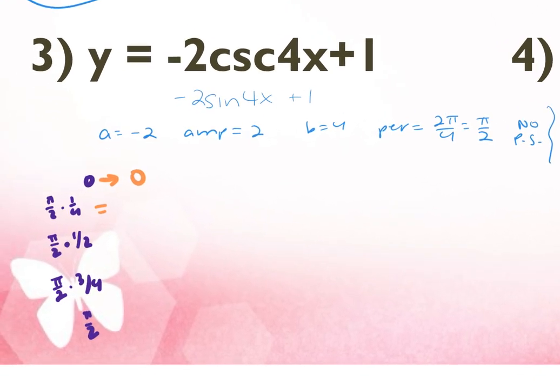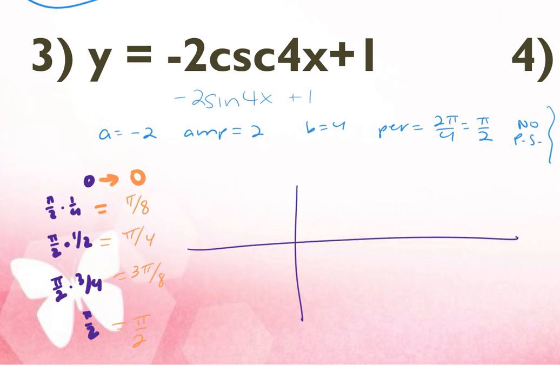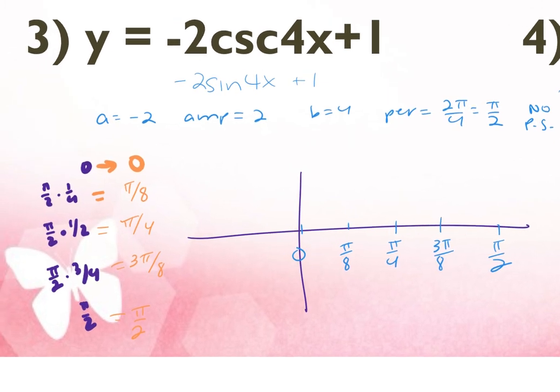So then I'm going to find the key points. I do 0, and then I do pi over 2 times a fourth, so pi over 8, pi over 4, 3 pi over 8, and then pi over 2 is the last one. So I'm going to put it on the x-axis. I get 0, pi over 8, pi over 4, 3 pi over 8, pi over 2, amplitude's 2.